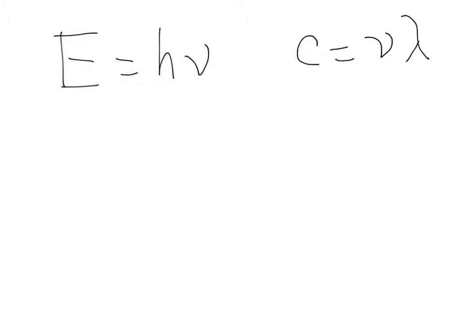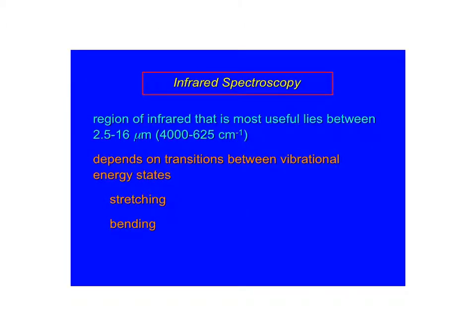But the IR looks at the vibrational states. So I actually have to go back. The region that's most useful falls in the region of the IR spectrum that's between 2.5 and 16 microns, or micrometers. And they like to use a term called the wave number, which is inverse centimeters. You don't have to memorize those, but that's between 625 and 4,000. But that's just a portion of the IR spectrum.